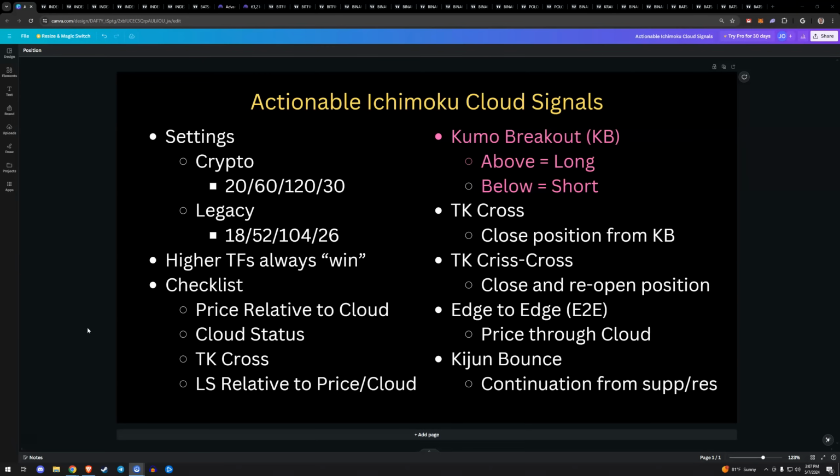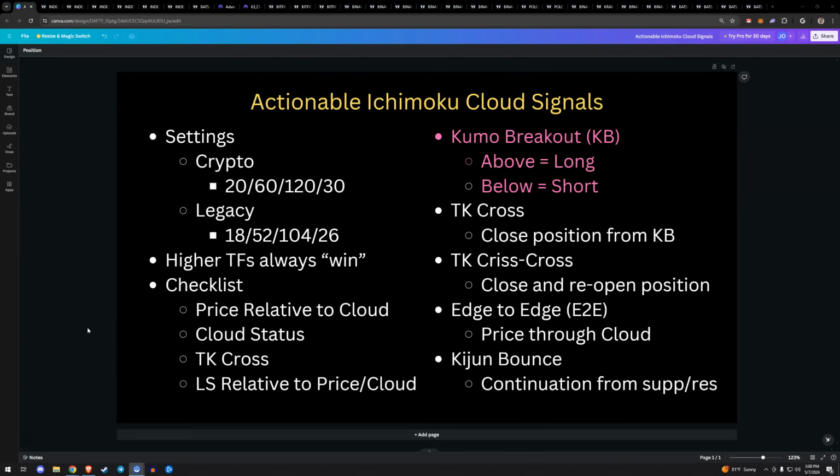Higher time frames always win. I'm going to talk about the daily, the 3-day, the weekly, the 4-hour, the 6-hour, the 8-hour. But just remember, if you're above a cloud on a weekly, that's much more powerful than being above the cloud on the 4-hour. The real question to ask is, does a signal on the 4-hour have any less actionability than something on the weekly? And that's where you sort of have to read the room and say, are we above the 4-hour in a broader trend?